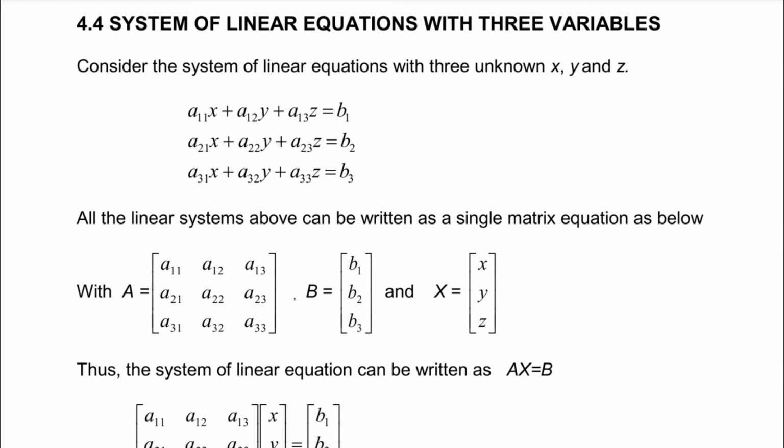System of linear equations with three variables. Consider the system of linear equations with three unknowns x, y, and z. In mathematics, basically, if there are three unknowns, you need to have three equations to solve in the simultaneous equation method.